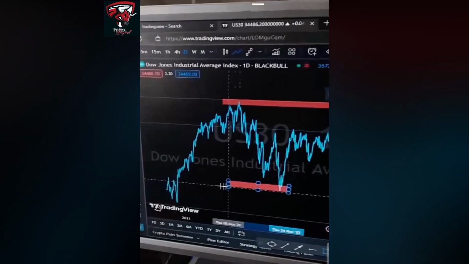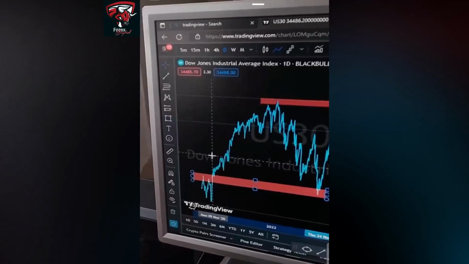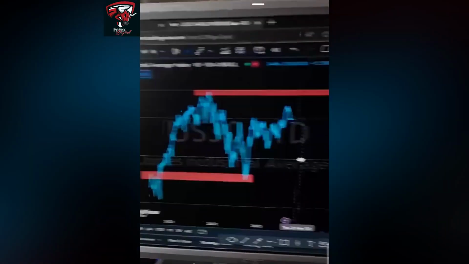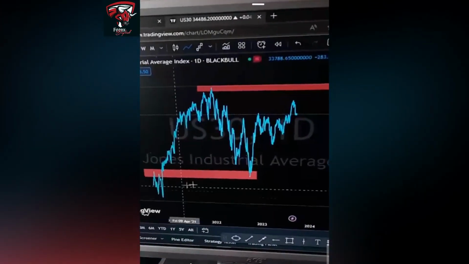Highlight that zone, go back to the previous market. There you go. Broken resistance became support. So you have a valid zone on a daily chart. Do the same thing on different time frames.